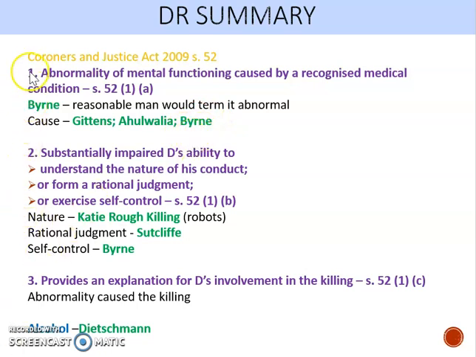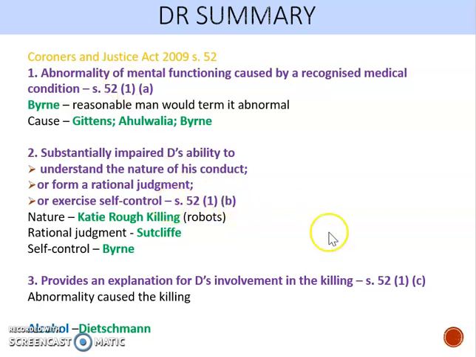But that's only the first element. Once you're sure you've got that, you need to then work out, okay, they've got this abnormality of functioning caused by depression, say. Has that substantially impaired the defendant's ability to do one of three things? Remember, they don't have to not be able to do all of them. One of them will do. So understand the nature of their conduct, form a rational judgment, or exercise self-control. And this comes from 52.1b.